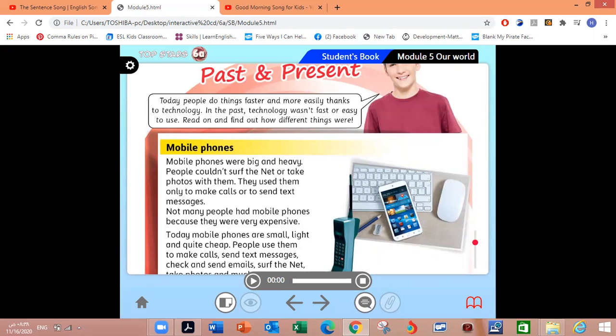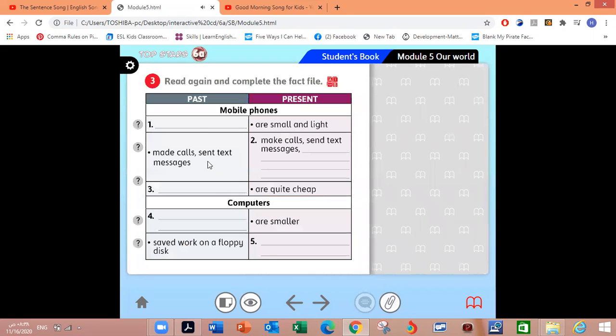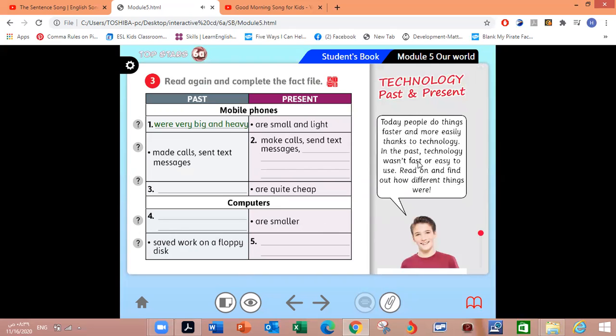Now, let's move to activity number 3. Read again and complete the fact file. Here we have a comparison between mobile phones in the past and in the present. In the present they are smaller and light. So what about the past? In the past, yeah, they were very big and heavy. Excellent. You can find here the answer.